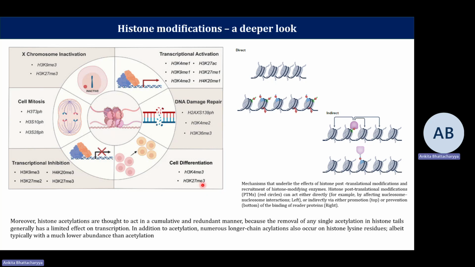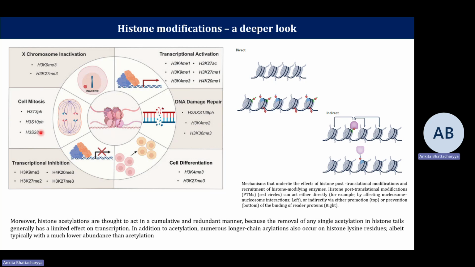Cell differentiation includes H3K4Me3, H3K27Me3, transcriptional inhibition by different methylations. Tri and dimethylations are at different histone lysine residues. Cell mitosis involves phosphorylation. Please keep in mind that certain types of modifications actually predominate certain physiological processes. It's not that they are exclusive, but they predominate the process.